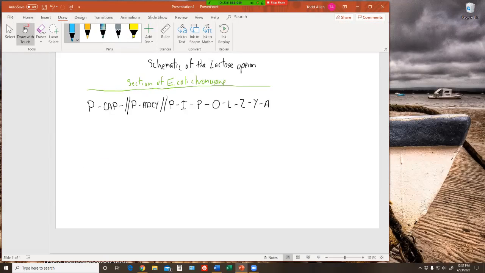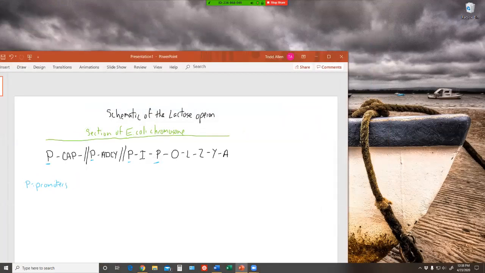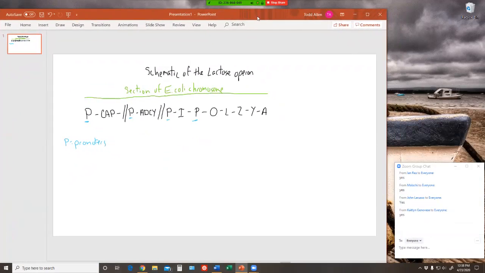Anytime you see a P, the P's are P's for promoters. So the P's are the promoters. All right, so you recall the promoter is the binding target for RNA polymerase. Okay. All right. So remember, well, I need to bring up the chat window here so I can talk with you folks. Okay, just one moment.